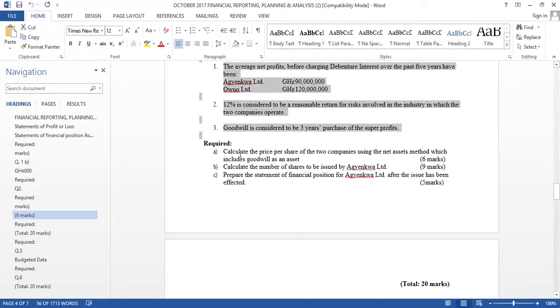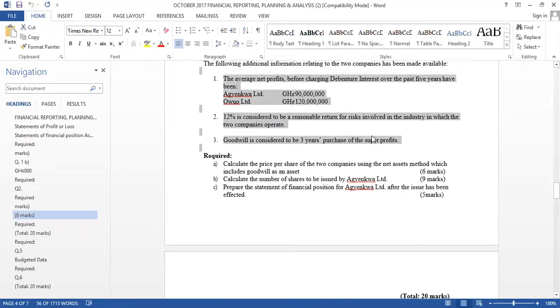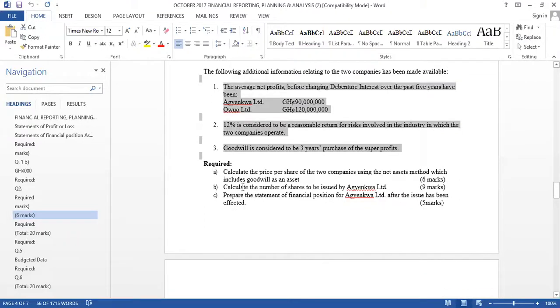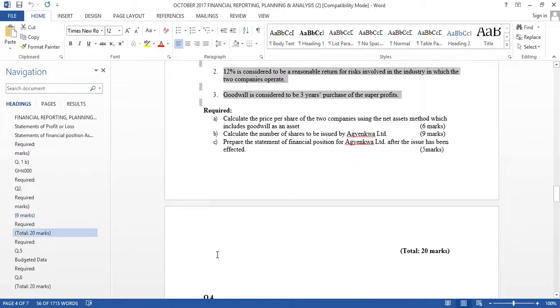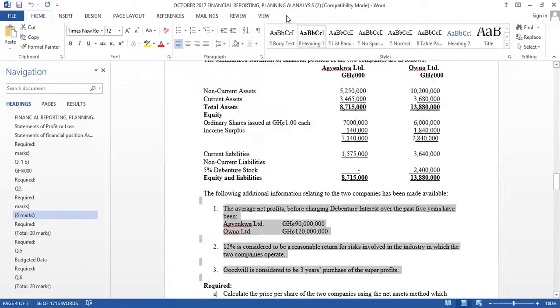So that's all. Then we calculate the price per share of the two companies using the net asset method. And what again? Calculate the number of shares to be issued by Ajinkwa. Prepare the statement of financial position after the issue. We should just be thinking about this. Good. So I think we are done for the day.